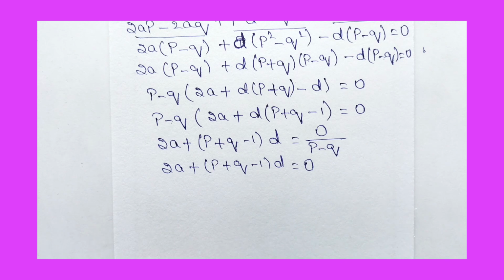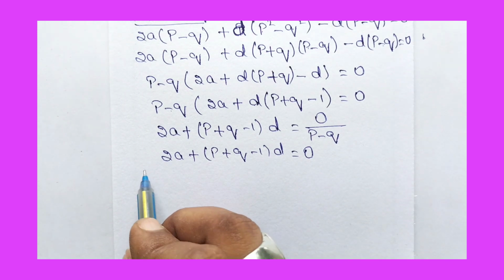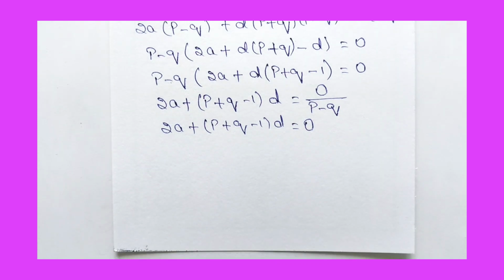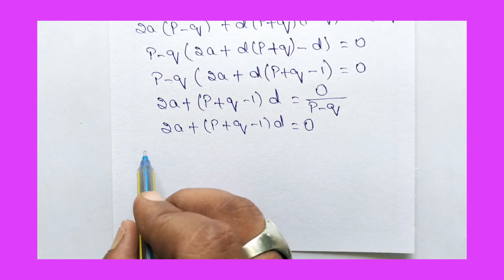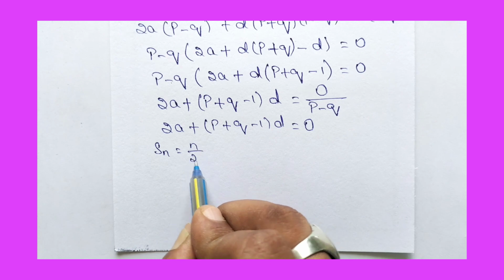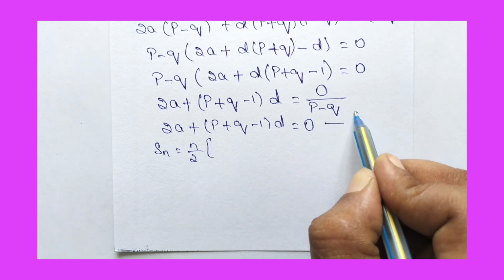So 2a plus P plus Q minus 1 into d is 0. Now let us find the sum of the P plus Q terms. Let us use the Sn formula. Sn is equal to, let us call this equation 1.